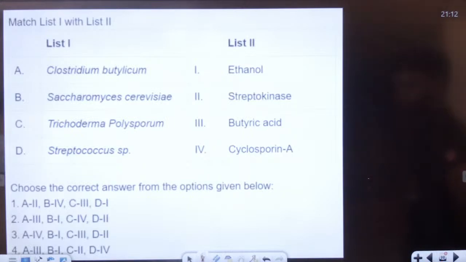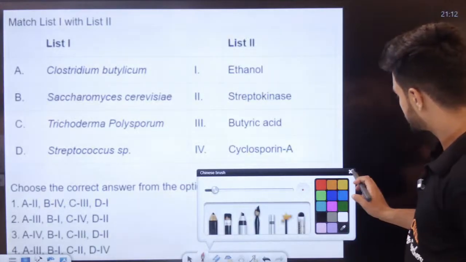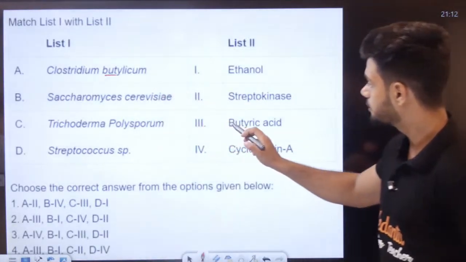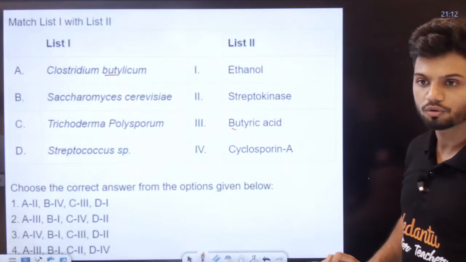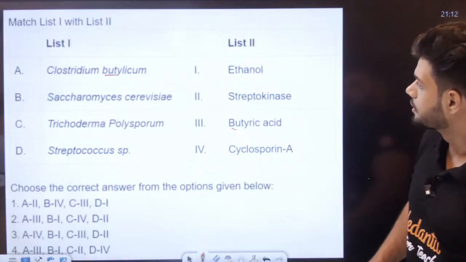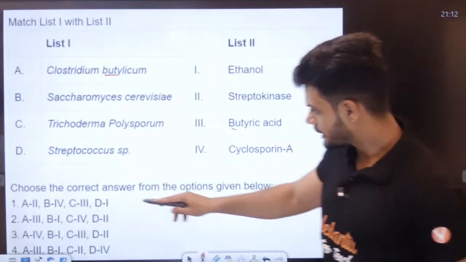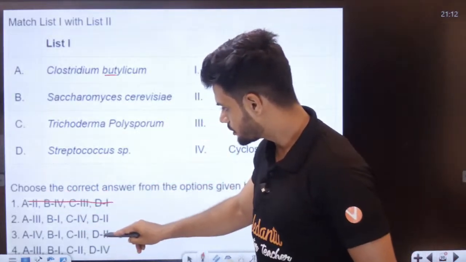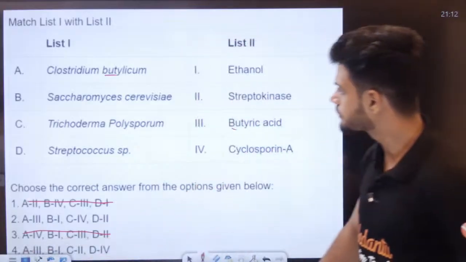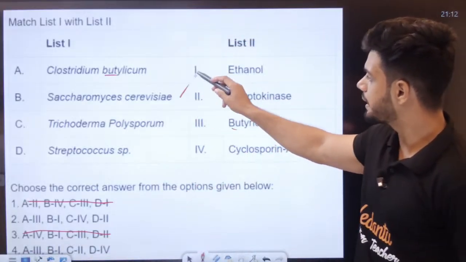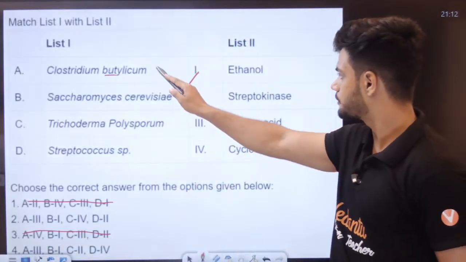Clostridium butylicum. I told you, students. Yes or no? So A is going to be 3. If A is going to be 3, can I say this option is gone? This option is gone. Saccharomyces cerevisiae, brewer's yeast.